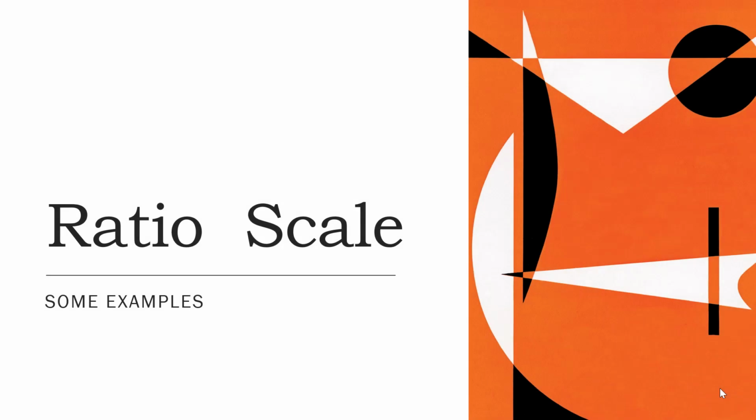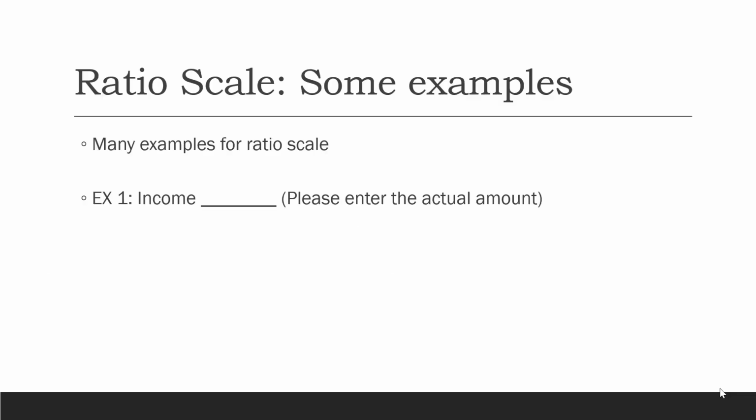Welcome back. Let us go to a ratio scale, which is the last scale among the four scales or the 4 units of measurement. When it comes to ratio scale, there are so many good examples. And let us go to the first example.